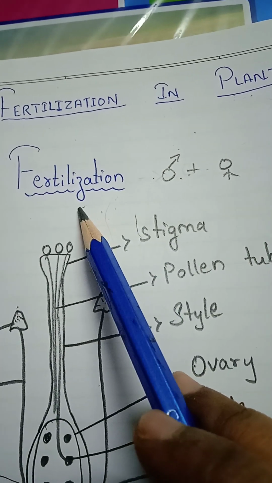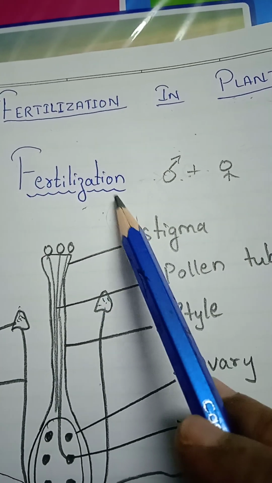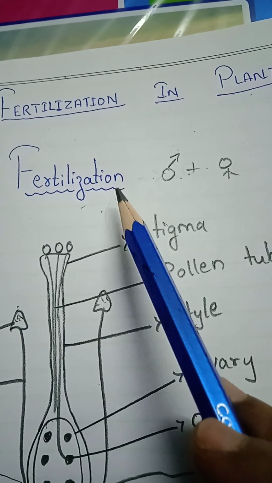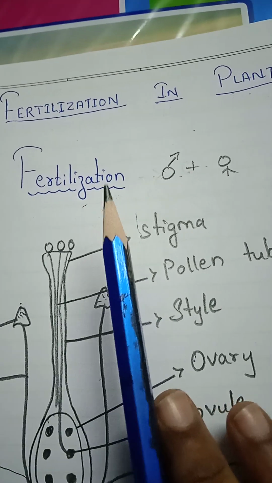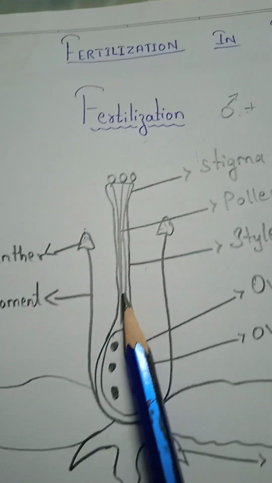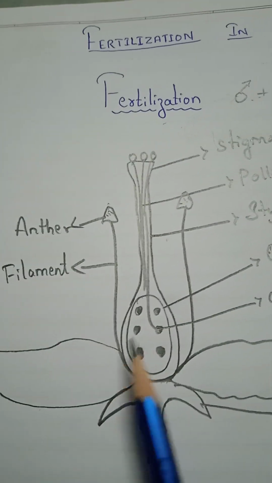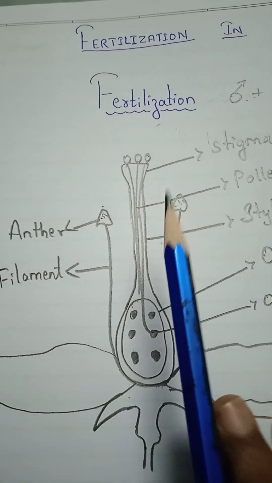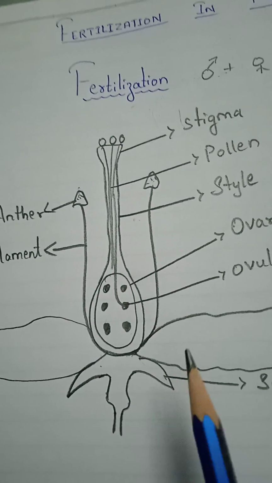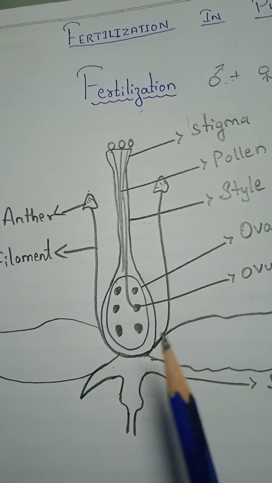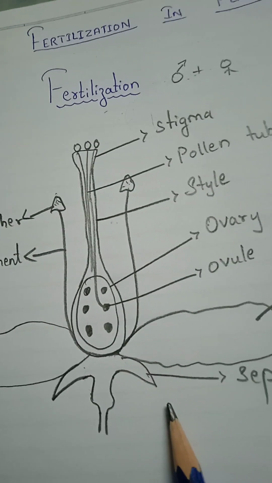Let us study fertilization in a little more detail. Fertilization results in the formation of fruits and seeds, and it has some steps. Let us see a rough diagram of how fertilization happens in the flower of a plant. Here are the different parts.